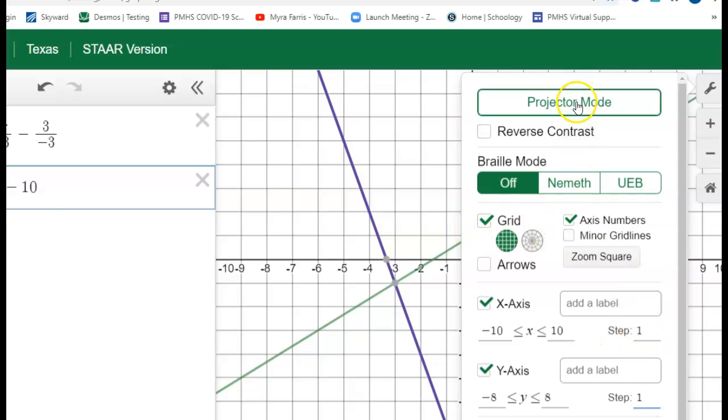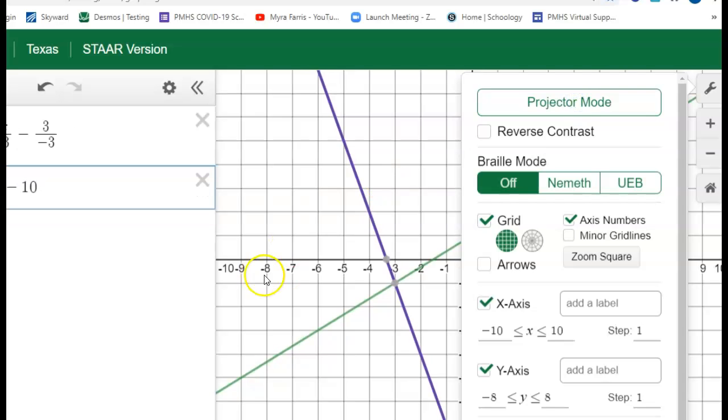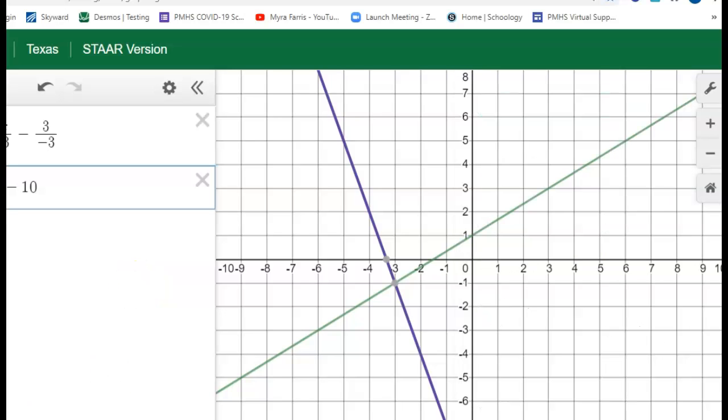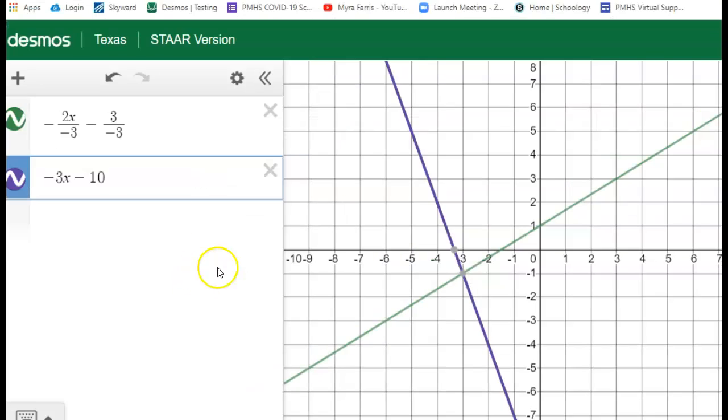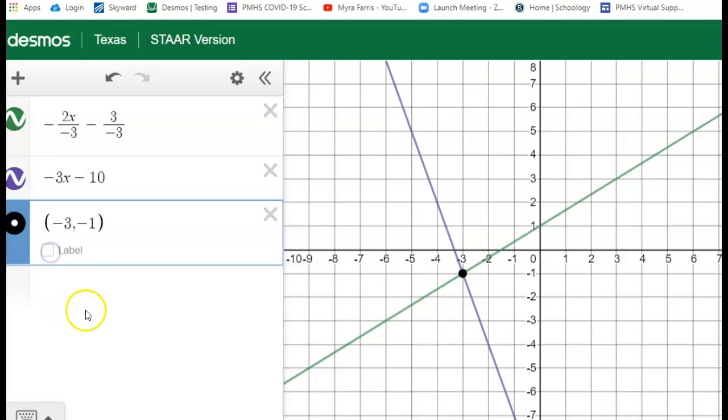And so if you click projector mode, it can make it a little bit darker. It also changed my settings I just did. And so, okay, now what is it that we're looking for? When you're looking at two equations, you're looking for the intersection point. You don't have to type it in, but I can type it in, and then it puts a point right there at the intersection point. You can click this button to label it, or you don't have to.